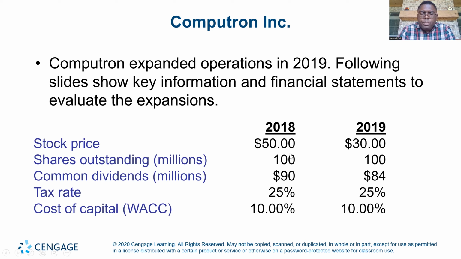We also find the number of shares outstanding remain the same, basically 100 million. Dividend drop over the period. In 2018, the company made 90 million in dividends, and in 2019, it had dropped to 84 million. The tax rate for both years remained at 25%. The cost of capital for this company, which is the WACC, weighted average cost of capital, remains the same at 10%.